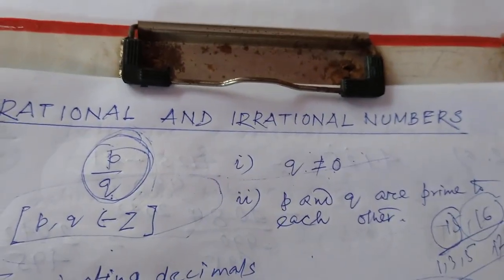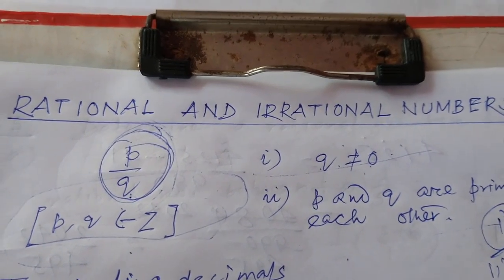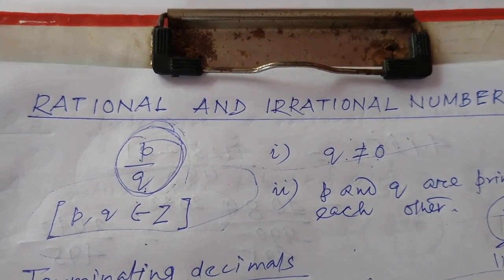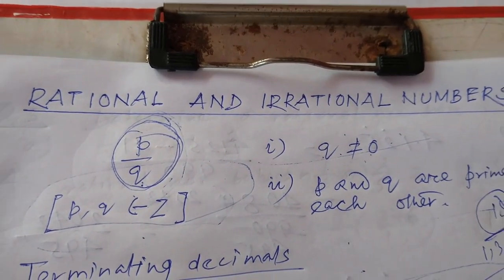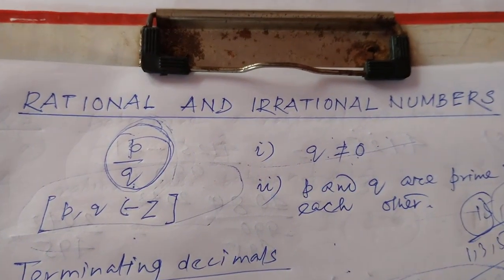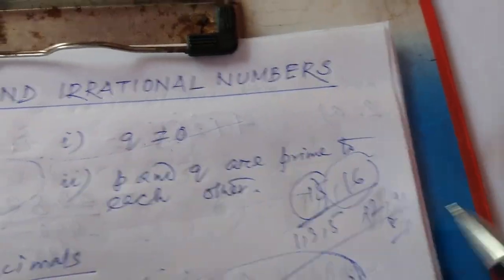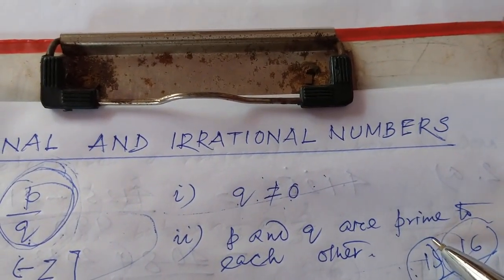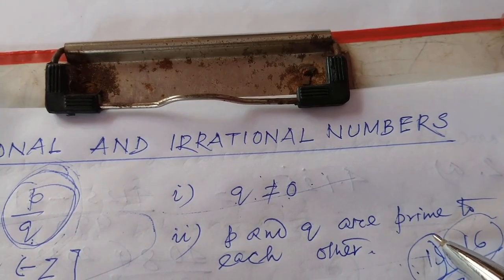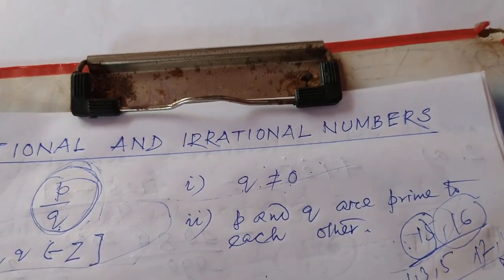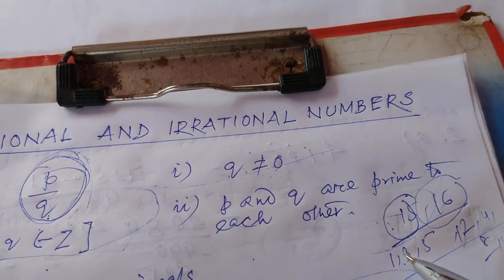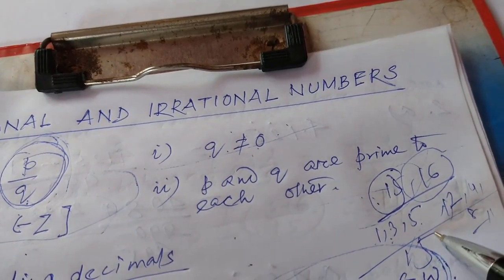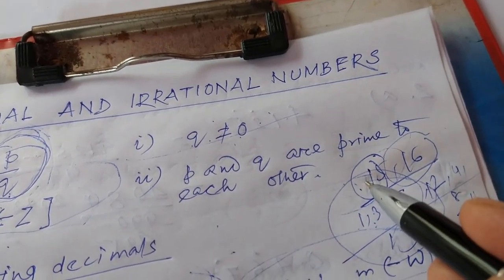Like 2 and 3, these two are prime. If they are prime, then no question, they will be prime to each other. But two non-prime numbers, or one prime and another non-prime, could also be prime to each other. Now see, two numbers I have taken here, 15 and 16. Neither is prime. What are the factors of 15? If I find, I'll get 3, 5, and all the factors: 1, 3, 5, 15.